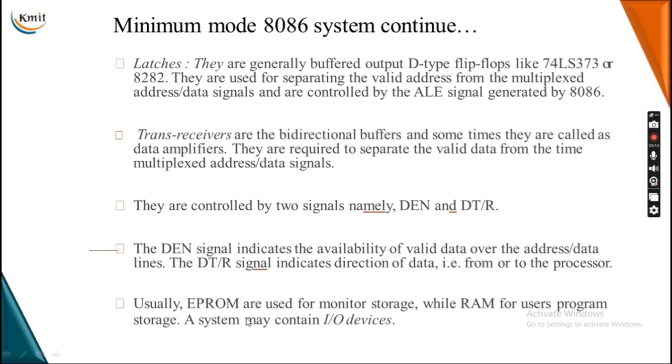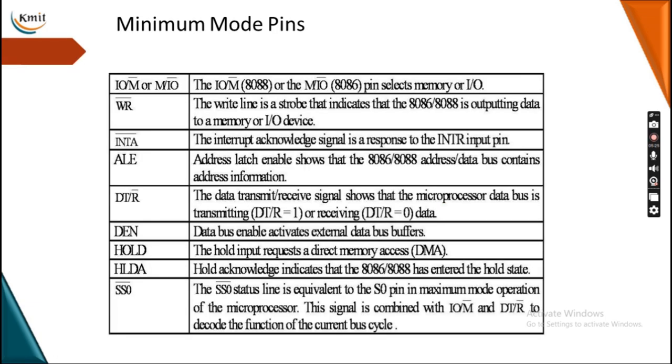Usually EEPROM is used for monitor storage, which is one type of ROM, while RAM is used for user program storage. So these are the minimum mode pins which we have discussed.